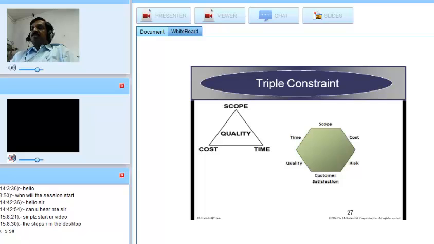If you extend this, besides time, scope, and cost, you can also add the risk part and the customer satisfaction part, because a risk might happen and it might affect any one of these. If a risk happens, it might affect your cost, your time, and even your scope. So that is the extension of the triple constraint, including risk and customer satisfaction. Effectively, you must be able to manage all these constraints so that you can effectively deliver the project.